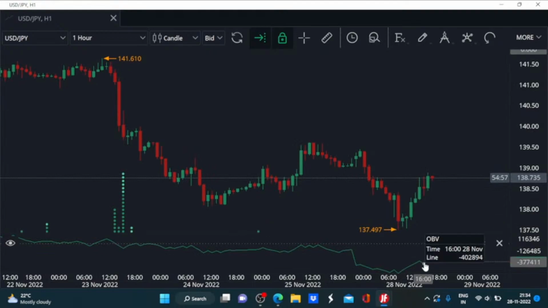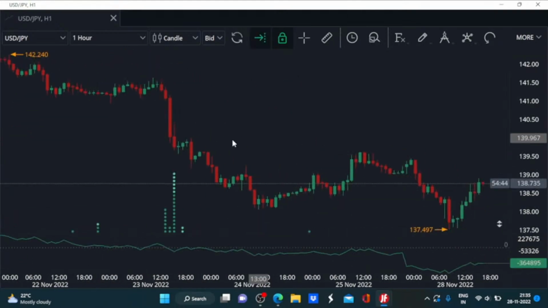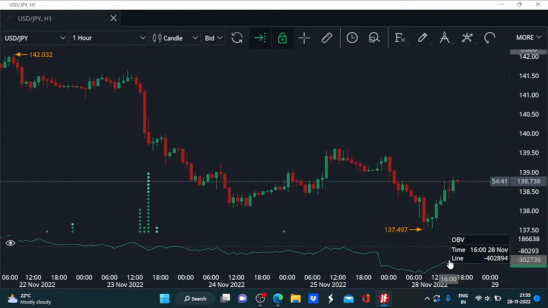Okay. So here, if we now consider the output value of the OBV, you will see that this value tends to be sometimes above zero and at other times below zero. This simply adds up the volume data depending on the price move.